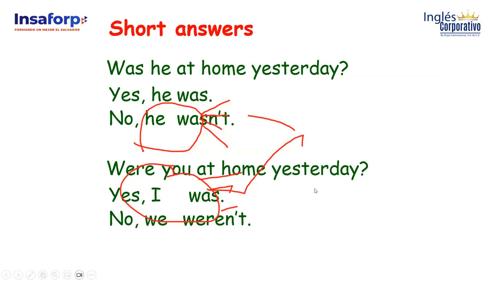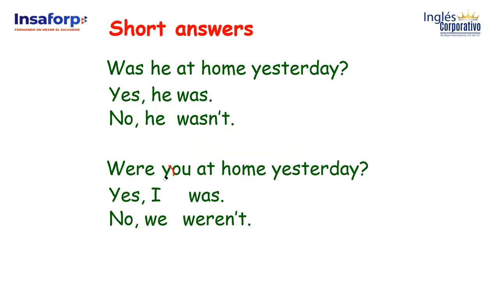And then I have here the same questions, but now I have included the answers, the two options of the answers. So I can say, was he at home yesterday? Yes, he was. Or, no, he wasn't. Either answer is correct. Were you at home yesterday? Yes, I was. Or, I changed the subject. Why did I change it? In the first one I included I, and in the second one I say we.